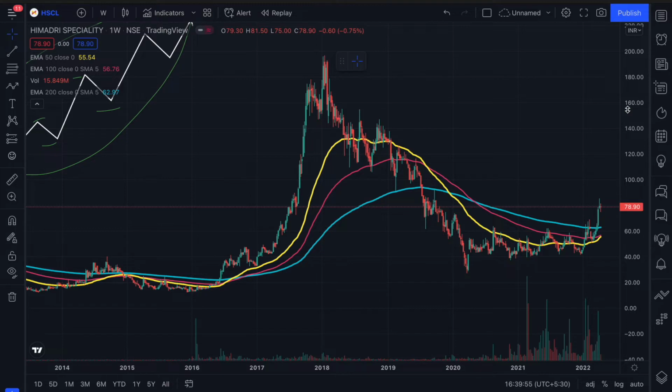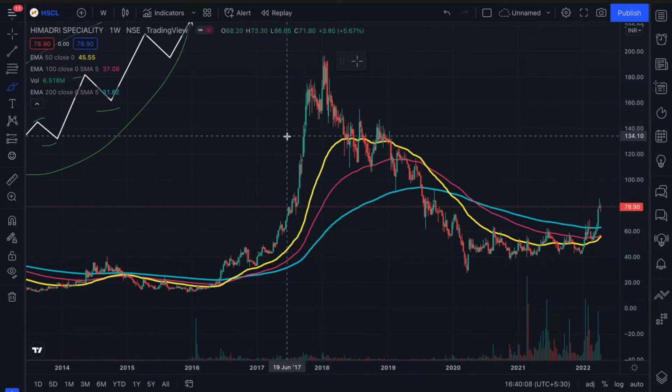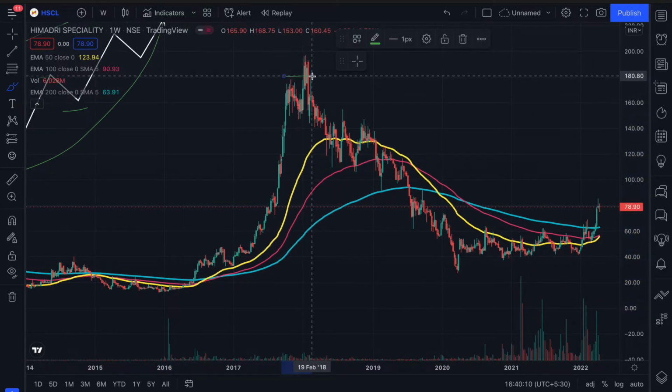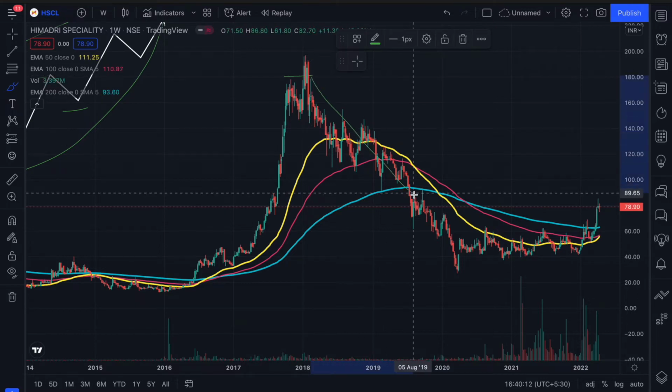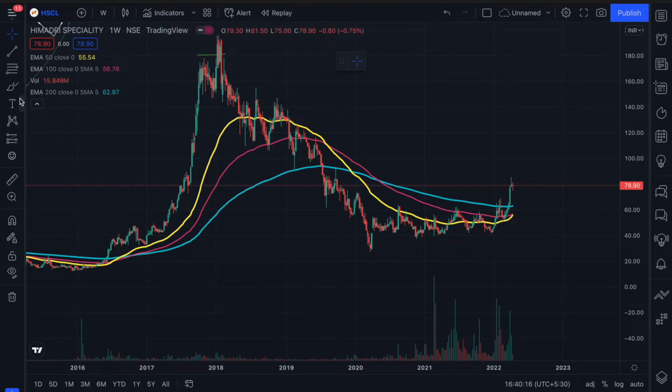The same is the case in the stock market. I am just taking the example of this HSCL. As you know, HSCL has given a major rally, as you see here. Now from here it started correcting, and there is a huge correction. To be honest, this is a massive correction.